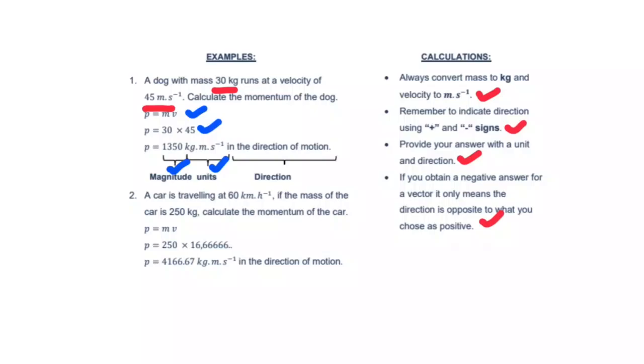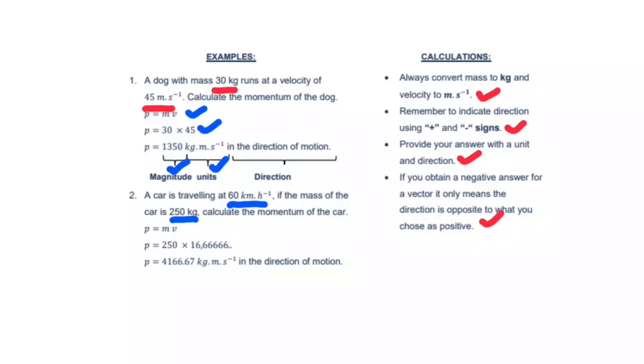And then the second question: a car is traveling at 60 kilometers per hour. If the mass of the car is 250 kgs, calculate the momentum of the car. Well, there's a slight problem. We have the mass, which is 250 kgs. That's okay, right? There's no problem there whatsoever. The problem arises with the speed or the velocity. It is 60 kilometers per hour.